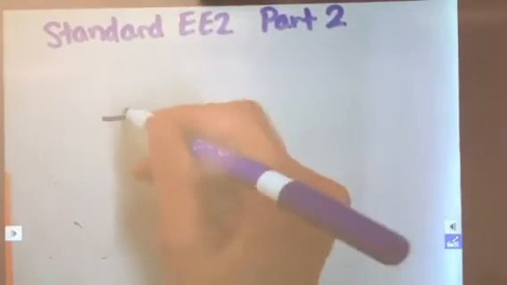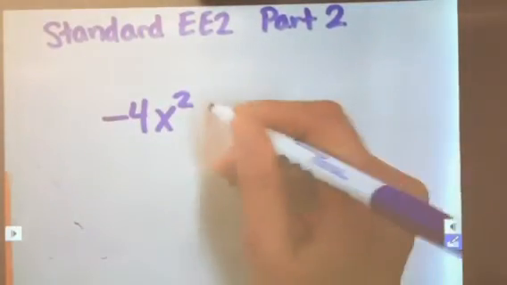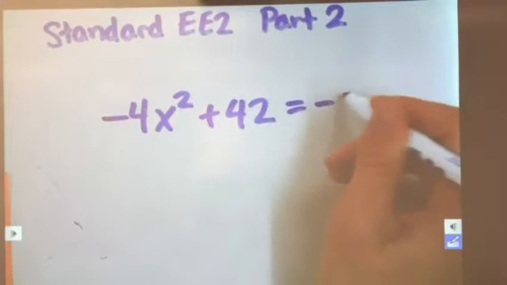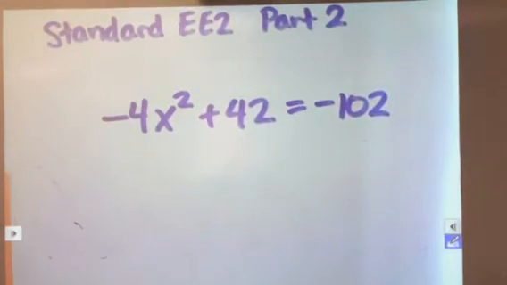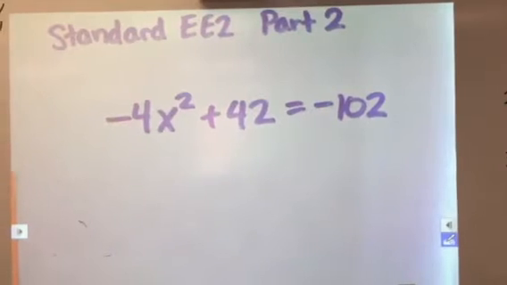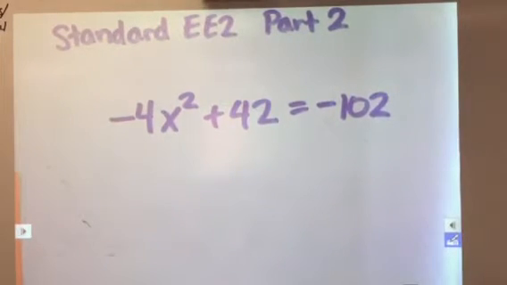In part 2, we're going to talk about multi-step equations that are quadratic and cubic. If we have negative 4x squared plus 42 equals negative 102, you need to use the inverse operations to isolate the variable term first. Your goal is to get x squared by itself first. The last step you should do is square root. So before we do the square root step, we need to get x squared by itself.